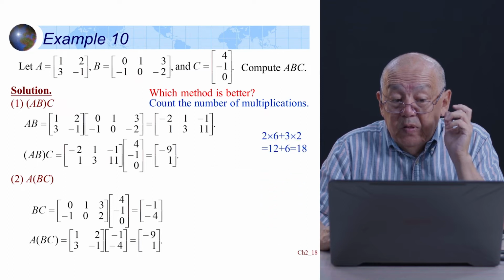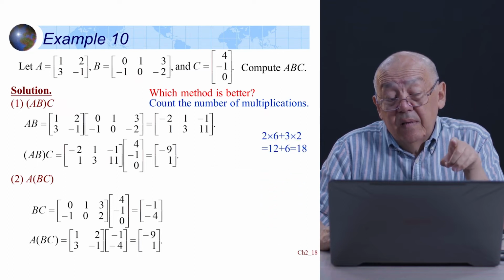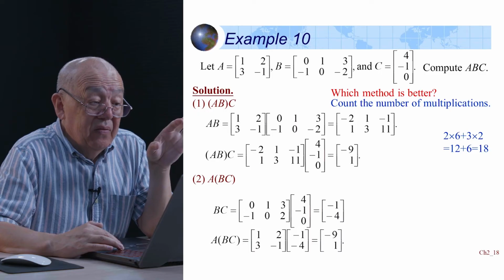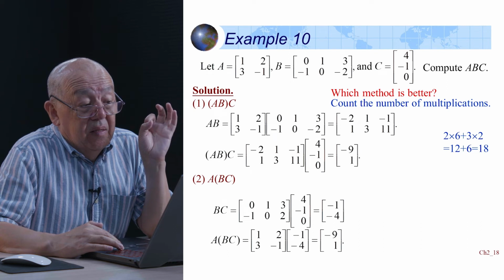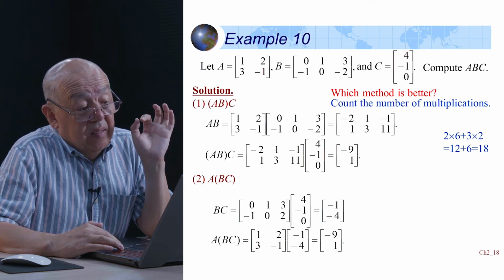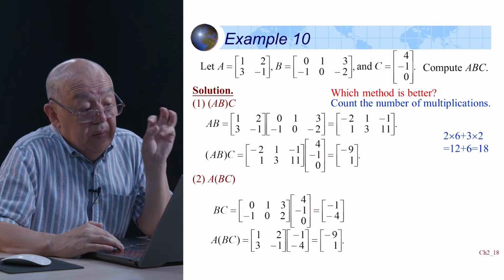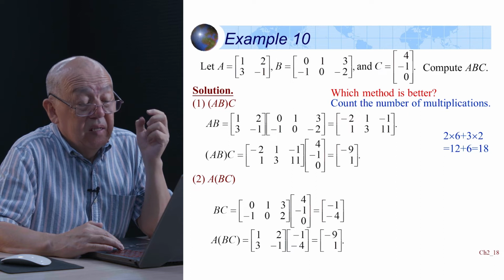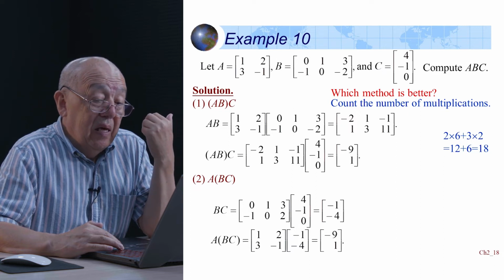Yeah, so I said already that I just counted the number of multiplications involved in the first way. For AB we need 12 multiplications, and for AB multiplied by C another 6 multiplications. In total we need 18 multiplications.